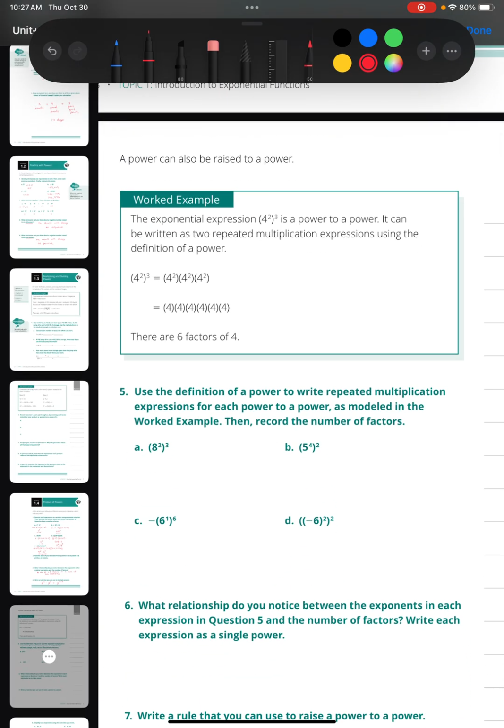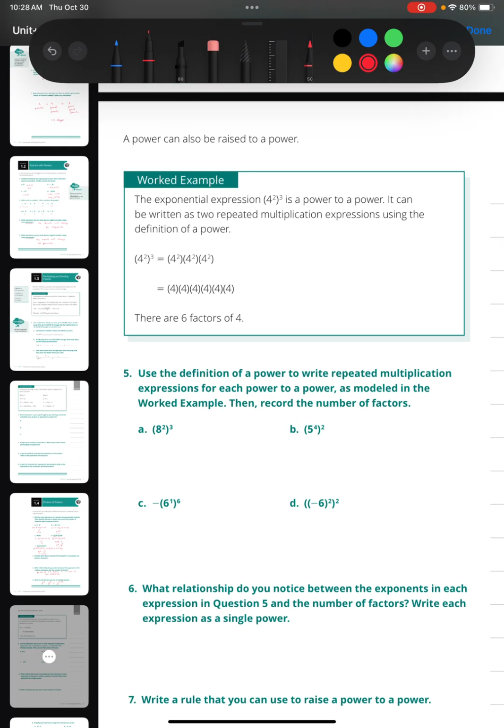Okay, so in this worked example, the next rule we're looking at is what we call a power to a power, a power raised to a power. The exponential expression 4 to the second raised to the third is a power to a power. It can be written as a repeated multiplication expression using the definition of a power. So if we have 4 to the second, then raised to the third, that's 2 4s, 3 times.